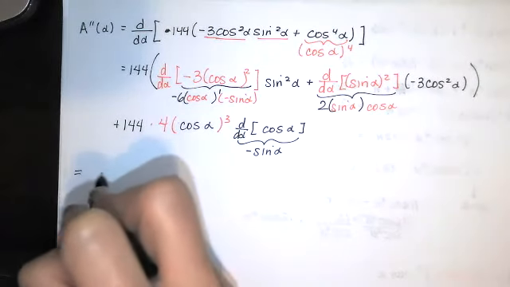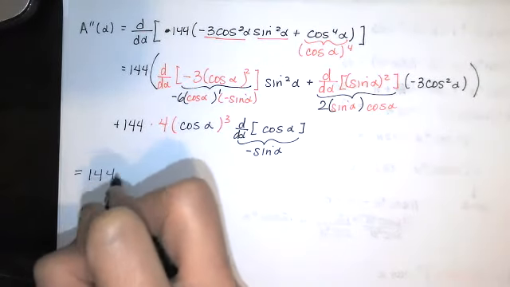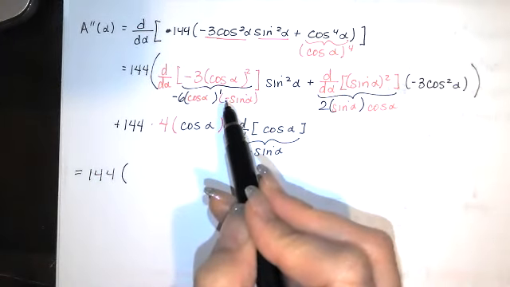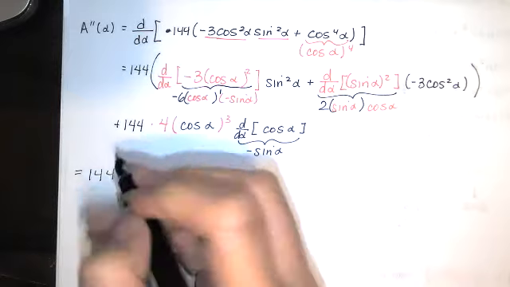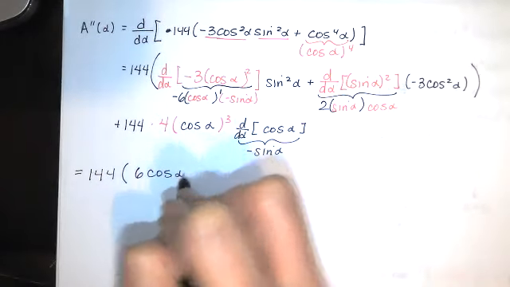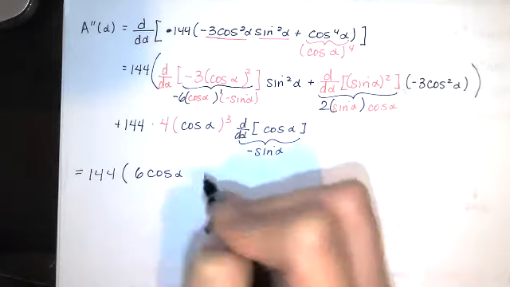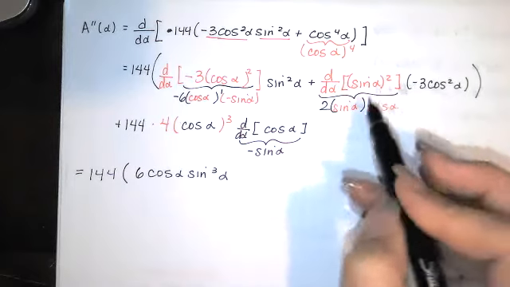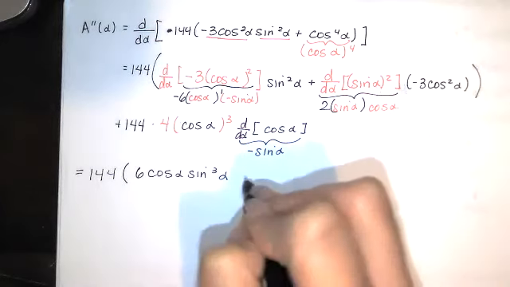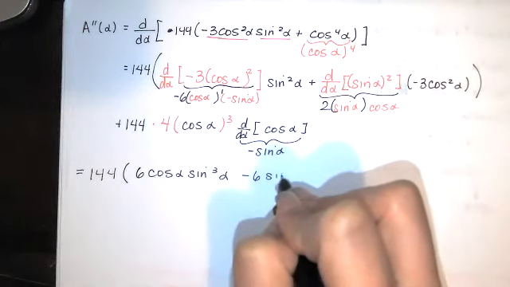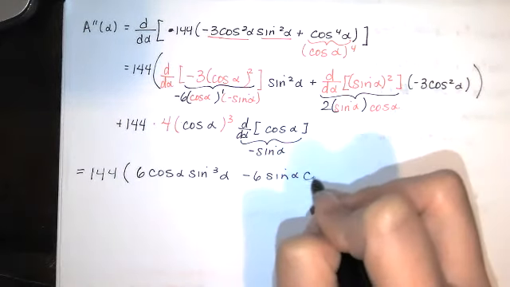So this looks pretty bad, but it's actually not too bad at all. I've got a negative times a negative, that's a positive 6. Cosine times sine. I've got 2 sines here and 1 more sine, so that's sine cubed of alpha. And I've got a negative 6 here, sine of alpha times cosine cubed alpha.